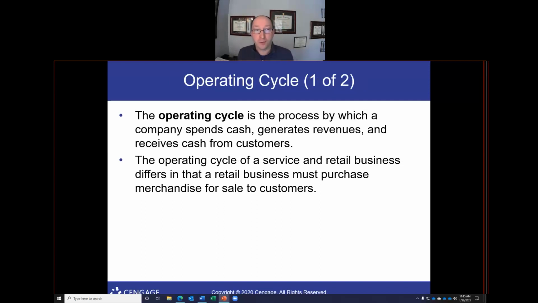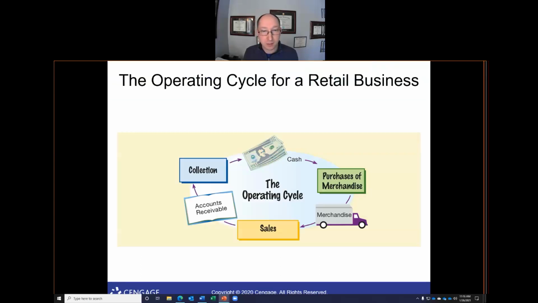The operating cycle for a retailer: they spend cash, generate revenue, and receive cash from customers. A retailer sells you a product, and you then pay for that product. Very simple. Whereas a service business provides the service, and you pay for the service.